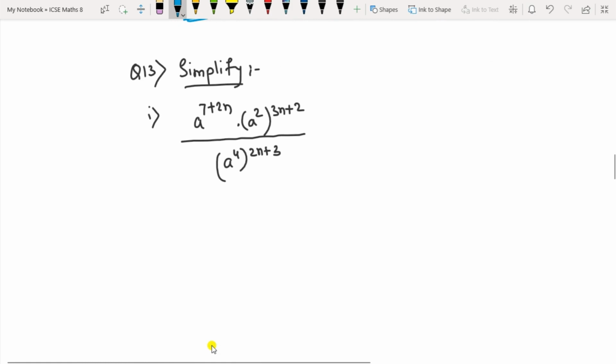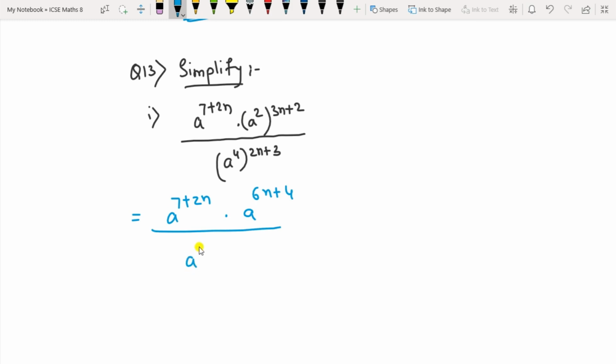Okay. The next one is a raised to 7 plus 2n. Similarly, you have to do it here. a raised to 7 plus 2n into a raised to 3 to the 2n plus 4, the whole upon a raised to 8n plus 4, 3 to the 4 is 12. Add the powers. Like terms: 6 plus 2 is 8n, 7 plus 4 is 11, upon a raised to 8n plus 12.